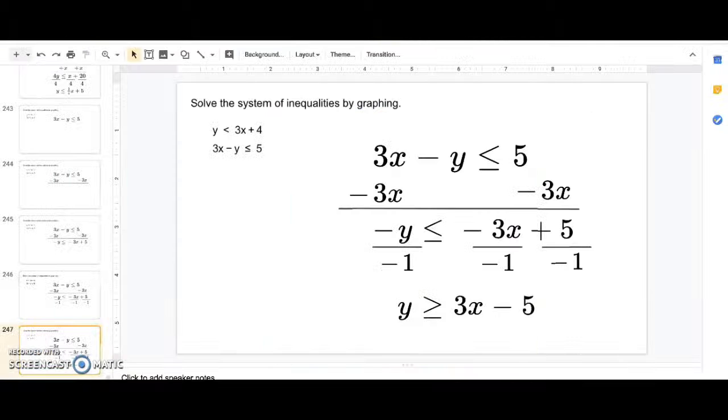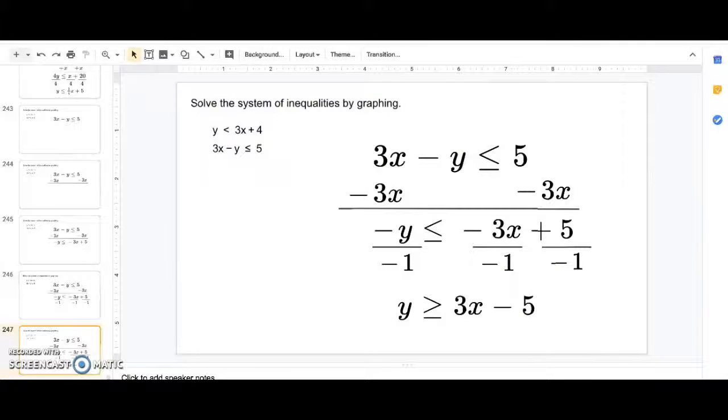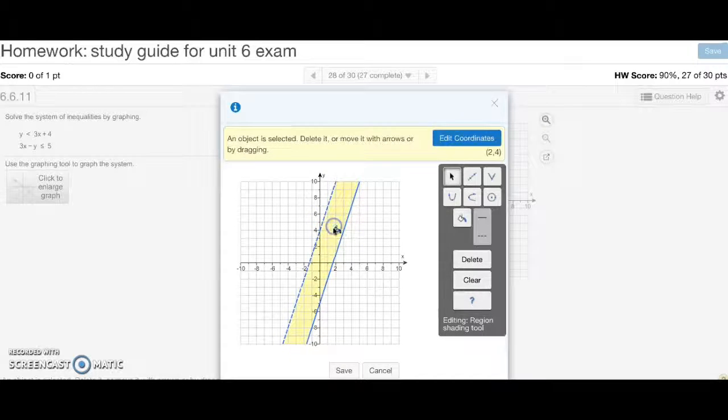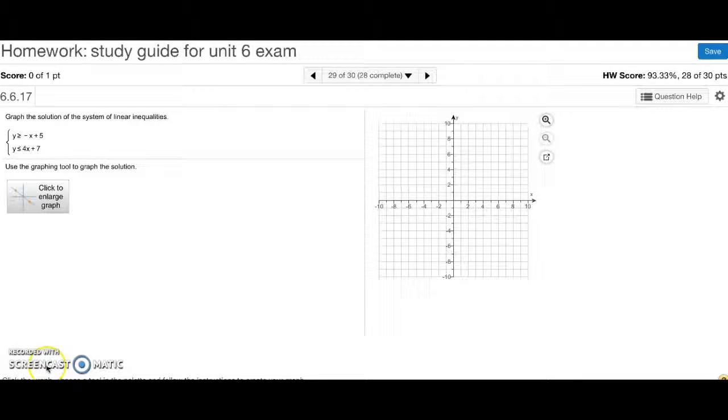So let's graph that on Math Excel. So I first have y is less than 3x plus 4, so start at 4, go up 3 to the right 1. For my other one, I had a y-intercept of negative 5. Well, this one has to be dashed, so let's make that dashed. The second one will be a solid line, starting at negative 5, going up 3, because my slope is 3, to the right 1. And my overlapping portion is between them. And that's number 28.